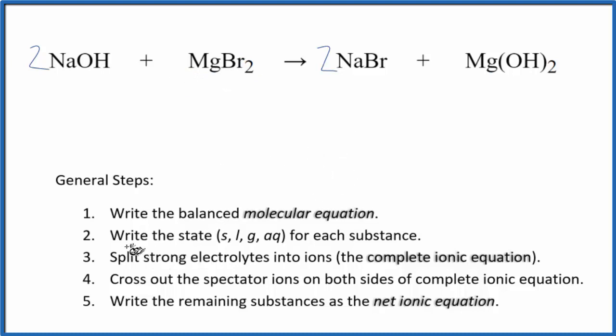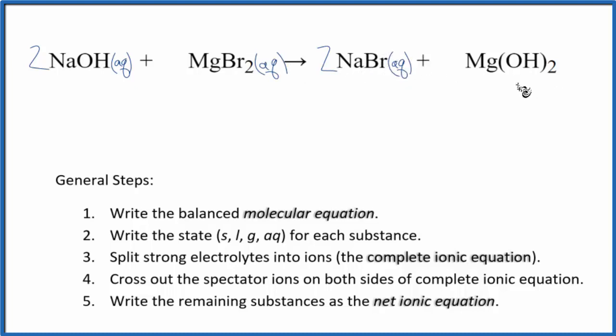Now, for our net ionic equation, we need to write the states for each substance. So when I look at sodium hydroxide, this is a strong base. That means it's a strong electrolyte. It's going to split apart into its ions, dissociate. We're aqueous. Bromides, very soluble. Put aqueous. We have another sodium bromide here. Sodium compounds are also soluble.